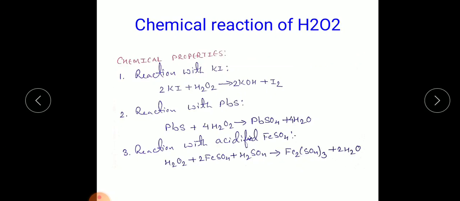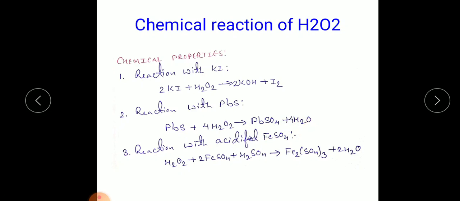Now chemical reactions of hydrogen peroxide, this is very important. So the first is what happens when hydrogen peroxide reacts with potassium iodide. It forms potassium hydroxide and iodine. Similarly, when hydrogen peroxide reacts with lead sulfide, PbS, it forms lead sulfate and water.